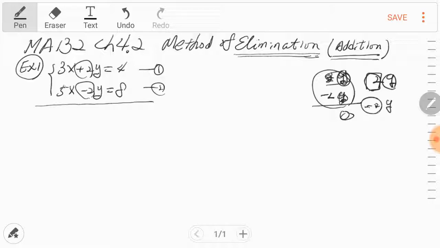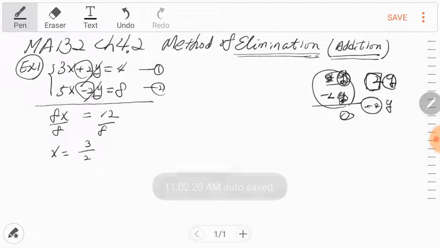Then 3 plus 5 is 8x. 2y minus 2y cancel out, so that is 0. 4 plus 8 is 12. Divide each side by 8. Then x equals 3 over 2. Okay, so we found the x value easily. Then let's find the y value.